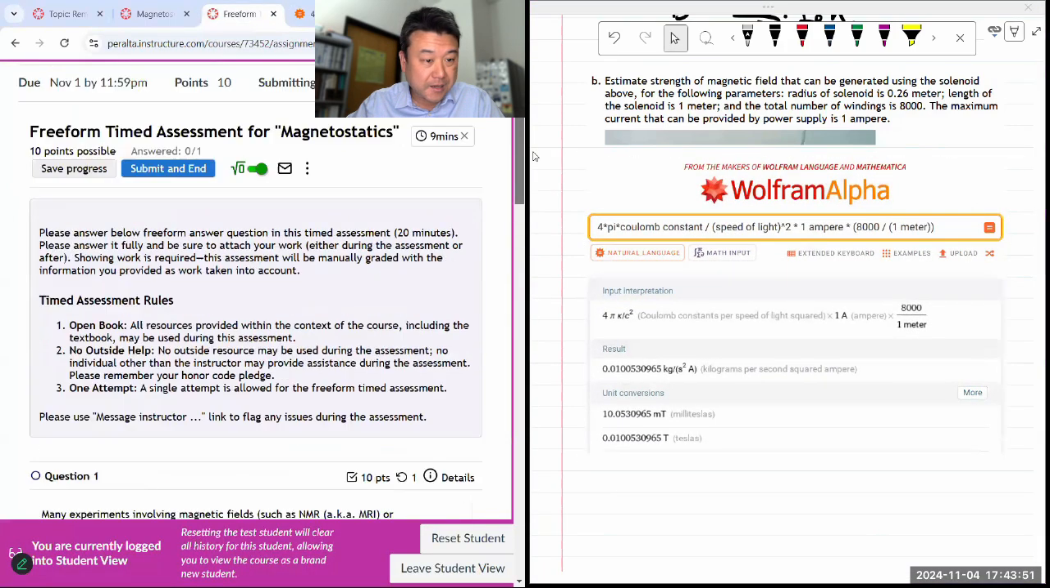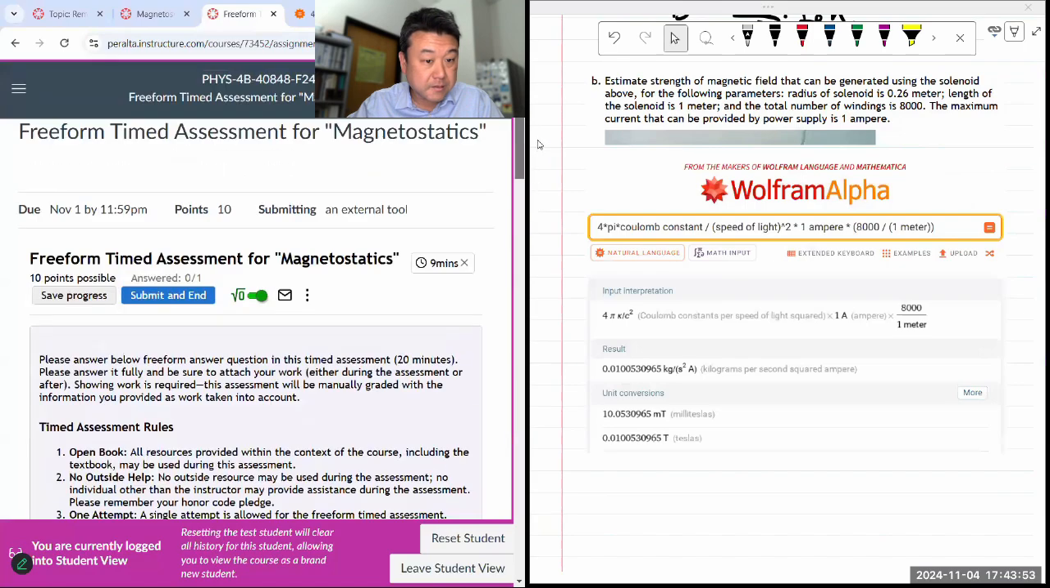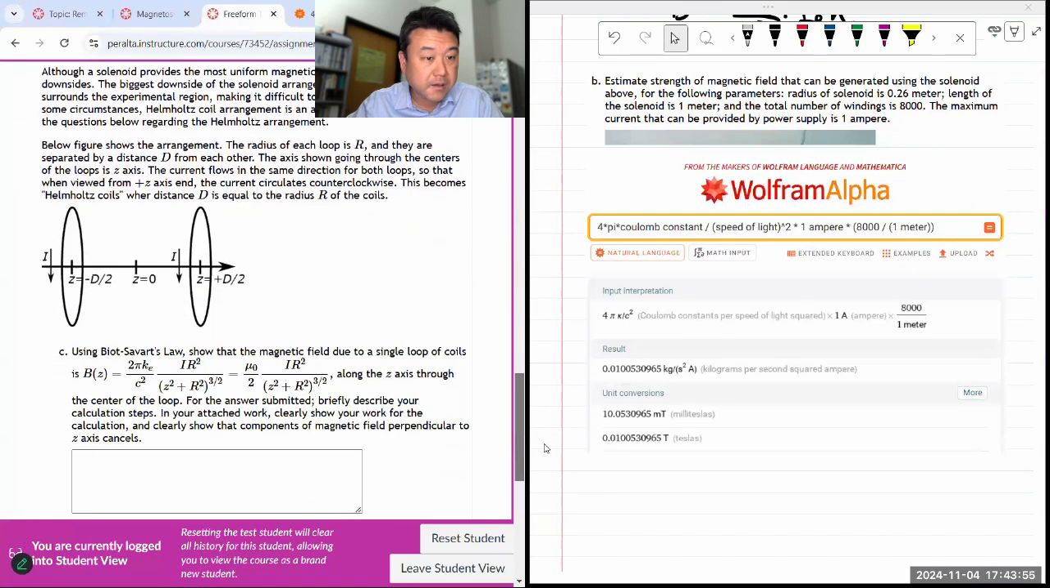All right, how much time? 10 minutes? 9 minutes, okay. Although a solenoid provides the most uniform field, it completely surrounds the region, so access is a downside. So a Helmholtz coil might be good enough, might be better in terms of access.